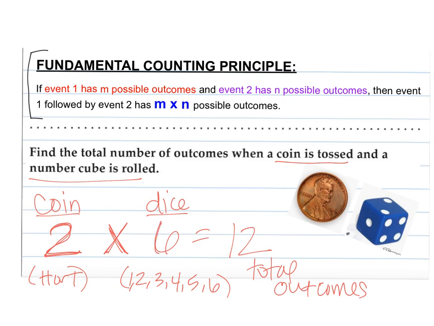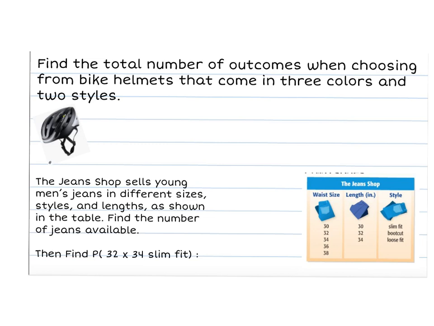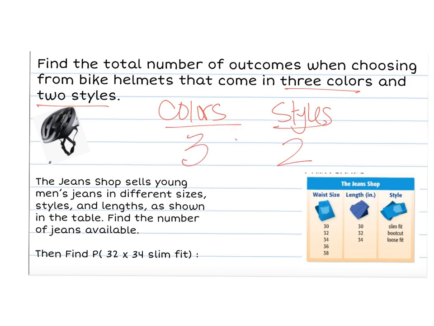2 outcomes, 6 outcomes. Find the total number of outcomes when choosing from bike helmets that come in 3 colors and 2 styles. So we have colors and styles. There's 3 colors, 2 styles. Multiply it together, we get 6 total outcomes.